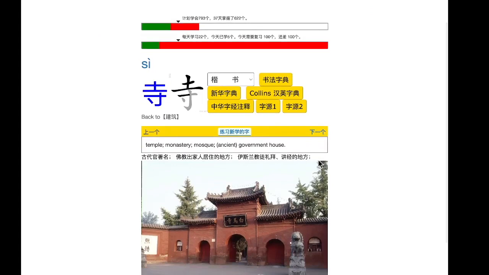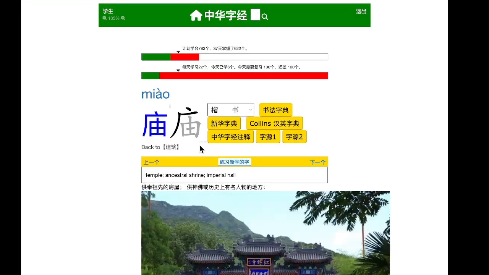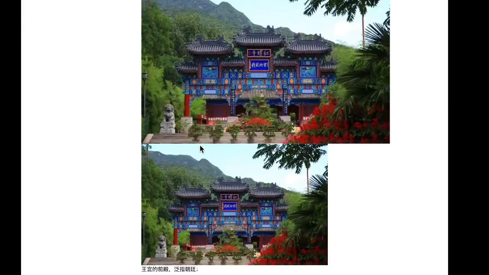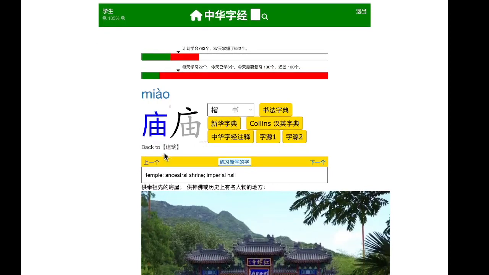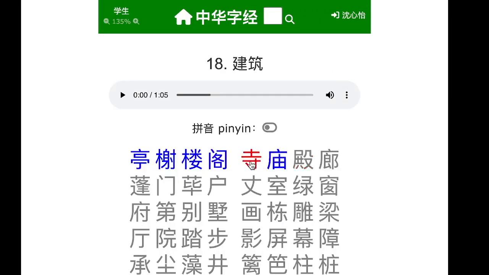Si. Si is a temple, monastery, or mosque. In ancient times, it also referred to government houses. But here, Si Miao is again 2 similar words taken together. Miao is a temple or ancestral shrine. It could also be an imperial hall. But together we call temples and monasteries Si Miao, as a compound word.